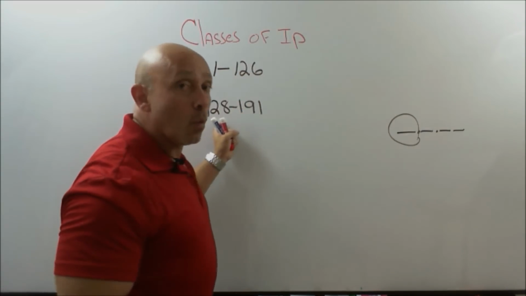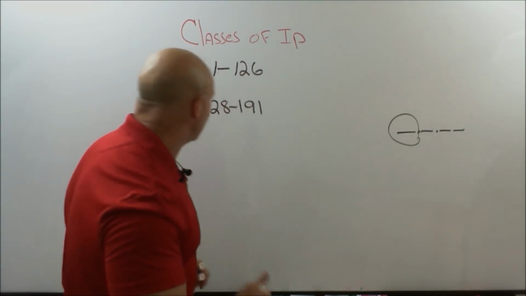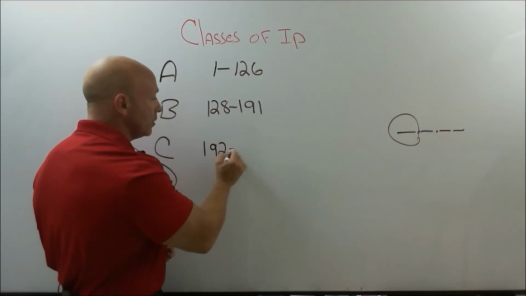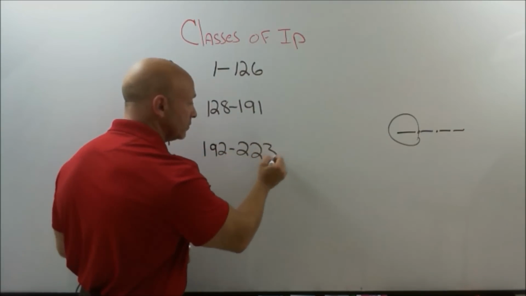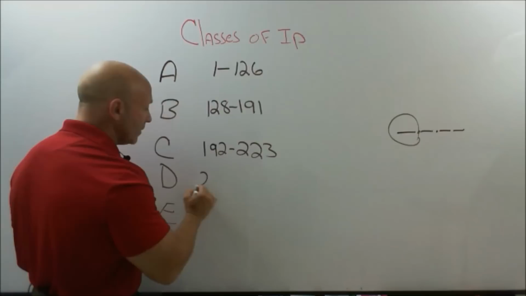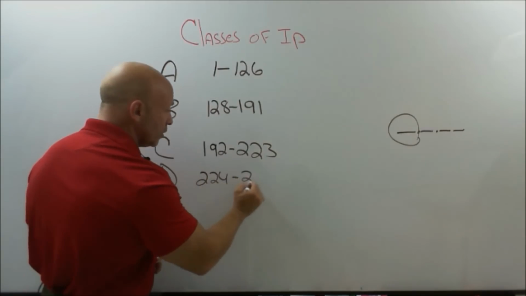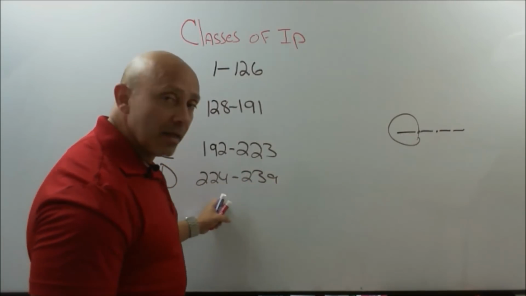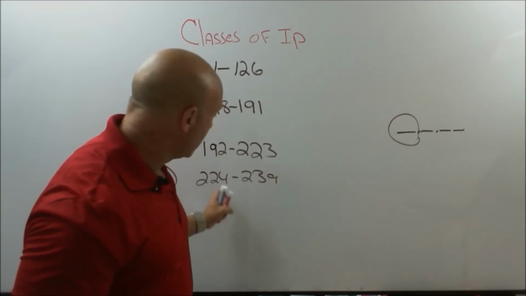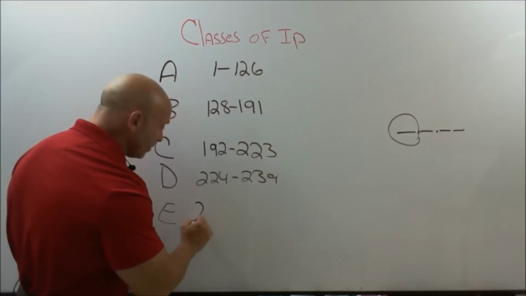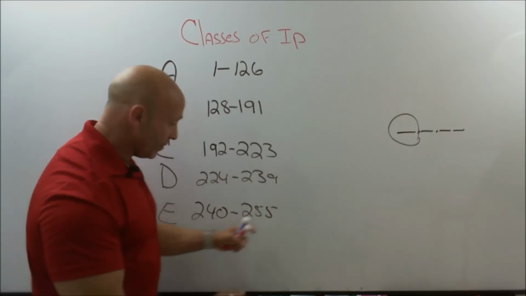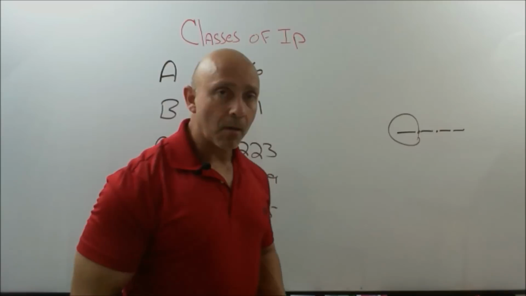For a B, 128 to 191. For a C, 192 to 223. For a D, 224 to 239. If you watched the previous lecture, you should know what this one is already. This is your multicast address right there. And E, 240 to 255. There you go. That's the last one.